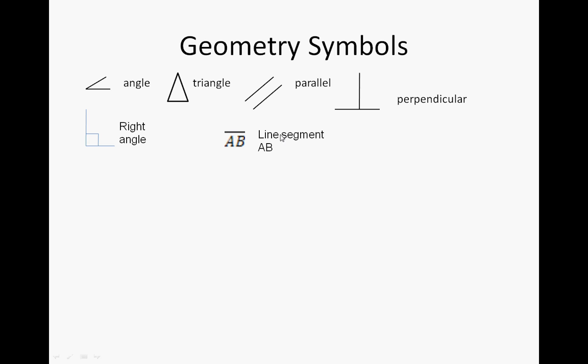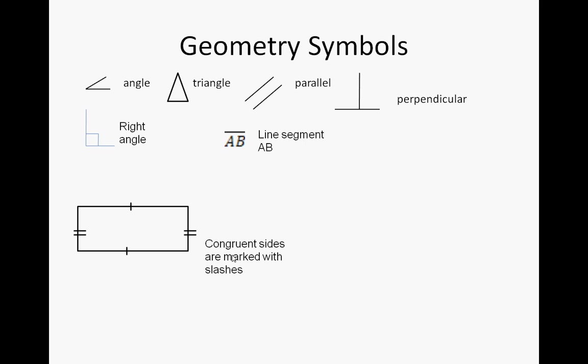This one might be new. It's talking about a line segment. So if I say this line, AB, it means just a line that has the points A and B on it. One of the important things we're going to be talking about today is this mark for congruence. So if you have two sides that are congruent, they have the same number of slashes through them. So these two sides with only one slash, they're congruent. And these two sides with two slashes, they are congruent.